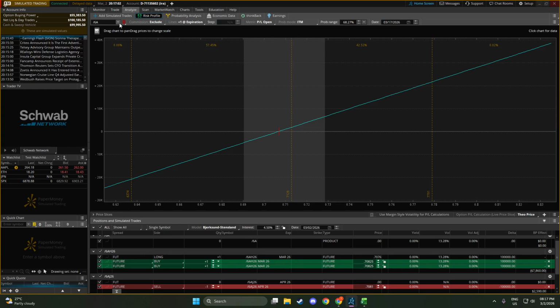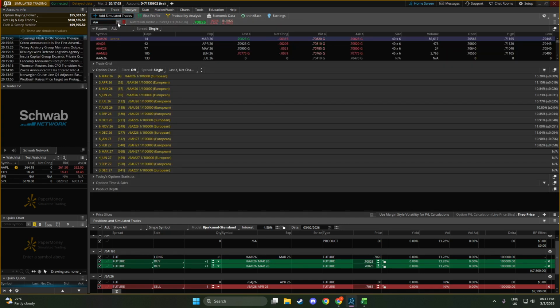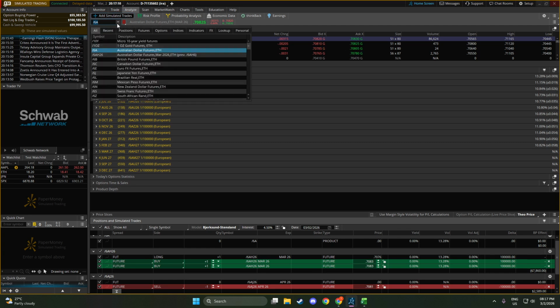That's the core workflow. Open the platform, click Analyze, enter your symbol, add a simulated trade from the option chain or stock or strategy, watch the P/L curves appear, and then drag the price slices to explore outcomes before you trade.